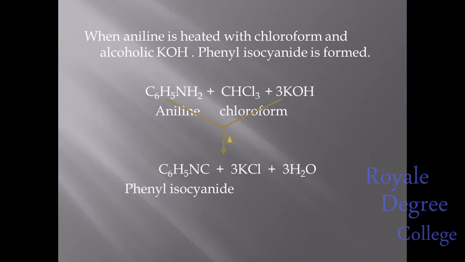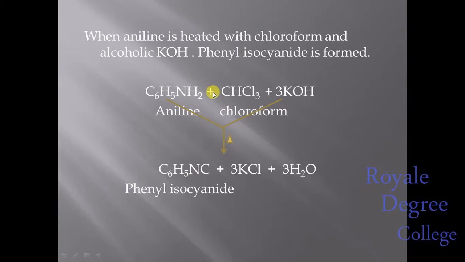When aniline is heated with chloroform and alcoholic potassium hydroxide, phenyl isocyanide is formed. See the reaction, C6H5NH2, aniline. In that we are adding chloroform, CHCl3, and 3 moles of potassium hydroxide, and we are providing heat. So here from the nitrogen of the aniline, the 2 hydrogens are coming out. In place of those 2 hydrogens, the carbon from the chloroform is substituted there. So we are getting C6H5NC. It is named as phenyl isocyanide.